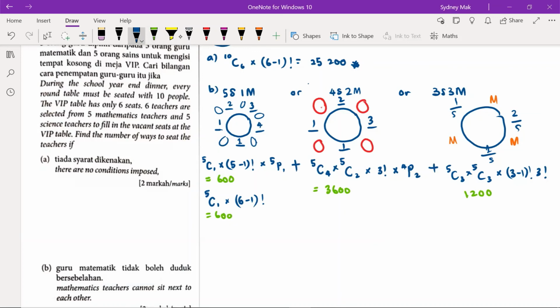Let's add all this together. Therefore 600 plus 3,600 plus 1,200. Equivalent to 4,200 plus 1,200, we have 5,400 ways to arrange the seats so that the maths teachers cannot sit next to each other. That's it for question number 4.